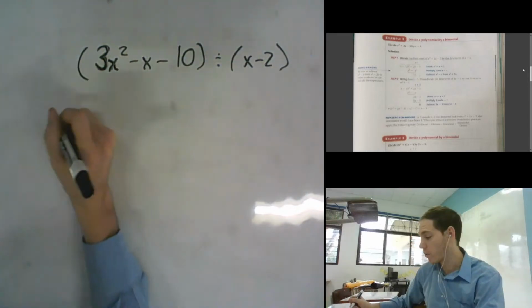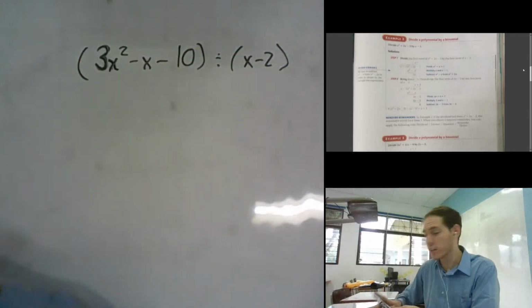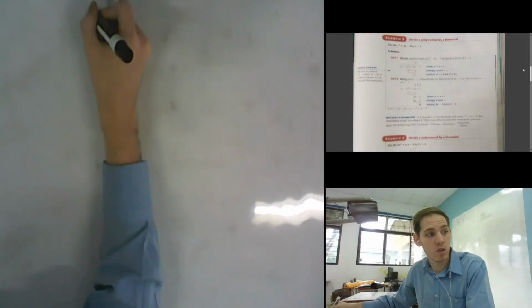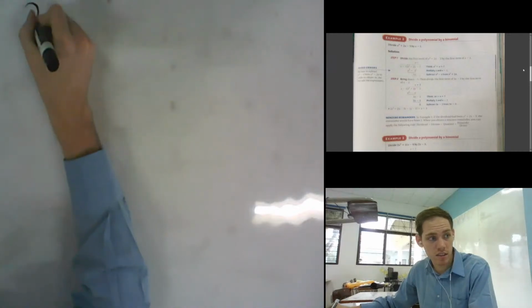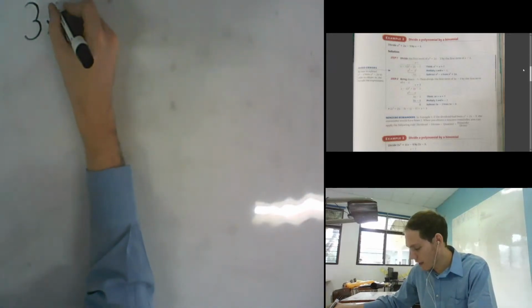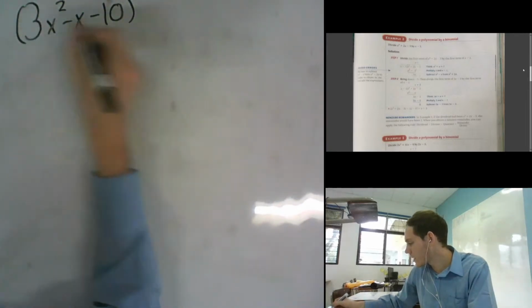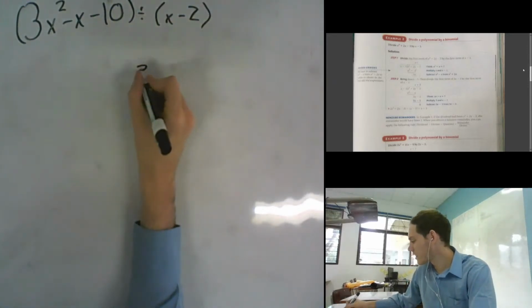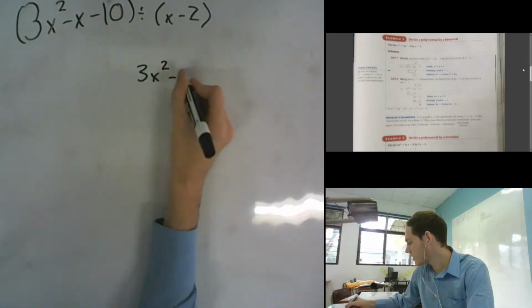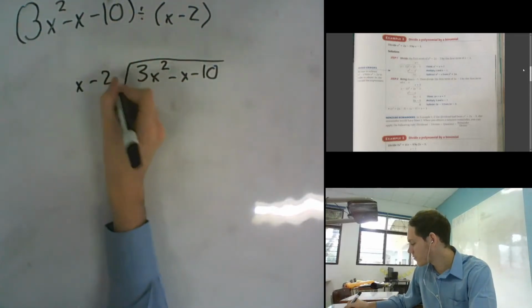Okay. So, first step, we're going to write this as long division. Let me rewrite this at the top a little bit higher, so I don't have to write so low on my board. So let's do this. 3x squared minus x minus 10, and divide that all by x minus 2. Okay, so we write this as long division. 3x squared minus x minus 10. We're going to divide this by x minus 2.